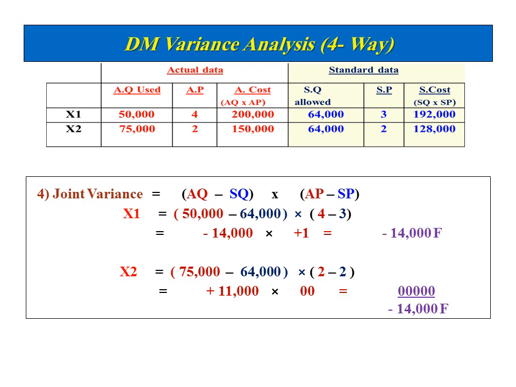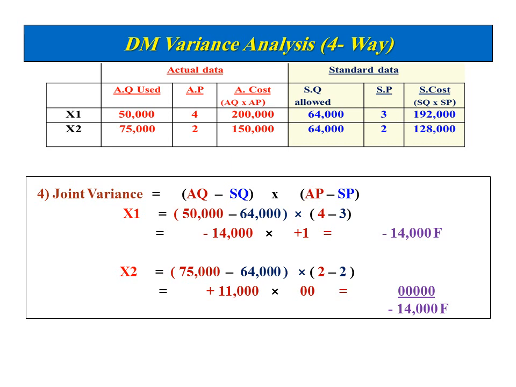For x2, the difference between quantities is positive 11, but I don't have a difference between prices, so there is no joint variance for x2. I told you before, if you remember, if actual price equals standard price, there is no price variance and no joint variance. Okay, for x2, I mean here for x2. So the total of joint variance here is 14 favorable.